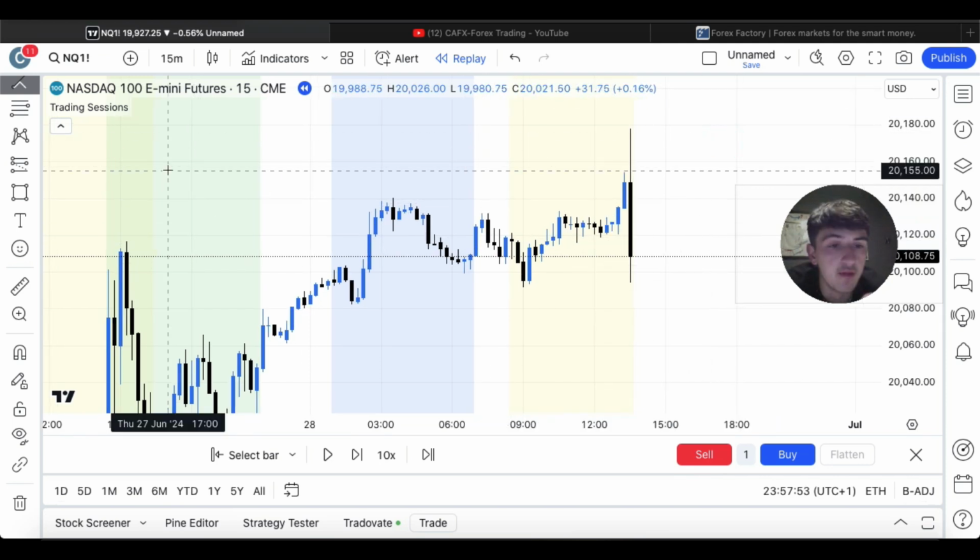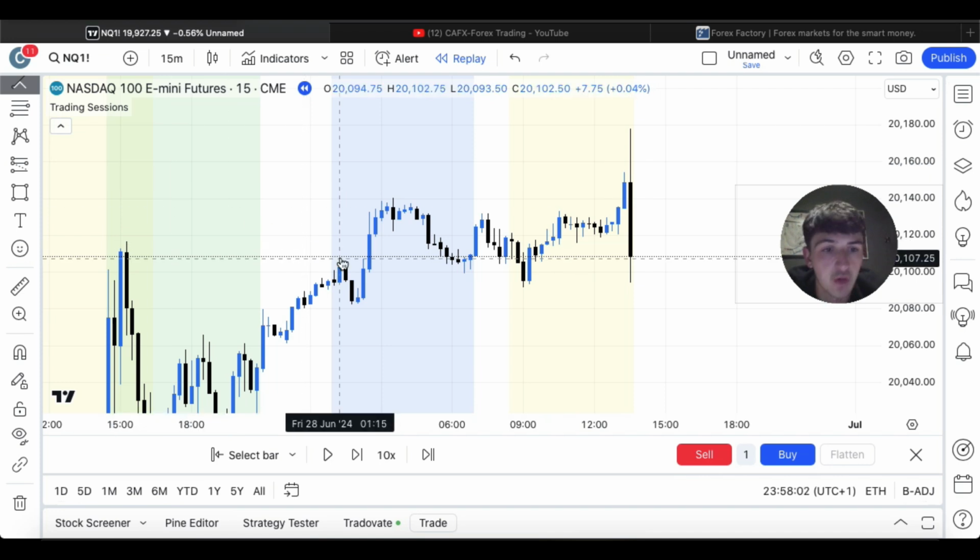For those of you that are in the UK like myself, we're mainly going to be trading London session to New York. We're very rarely going to be trading Asian. So this is why we use the Asian sweep. When we jump on the markets, more than likely price is going to sweep the high or the low of Asian session at some point within our trading times.